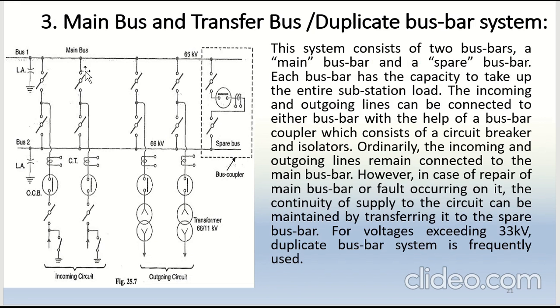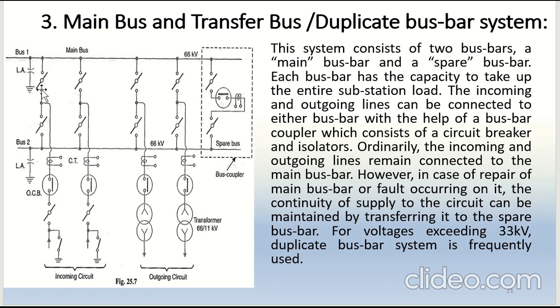If you can see, the detailed diagram is given over here. This is bus 1, it is a 66 kV bus, and here is bus 2. It is also called the spare bus or transfer bus. These two buses are connected by a bus coupler arrangement, which is through isolator, circuit breaker, and again isolator. Now if you see, the incoming lines are connected between these two isolators.